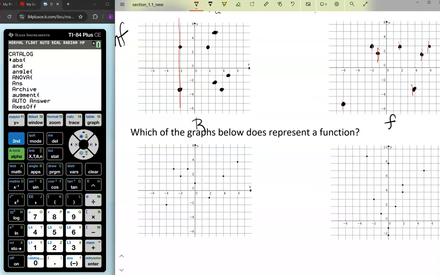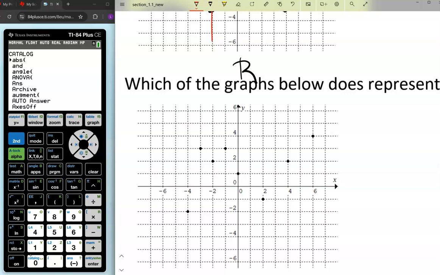So let's take a look at these. I'm going to make this a little bit larger so we can see it better. We have some little dots all over the place. And as we look at these little dots, if we try to visually inspect it, we can see that the x values, if we drop vertical lines, are only hit once by any vertical line that I drop. So that makes this a function.